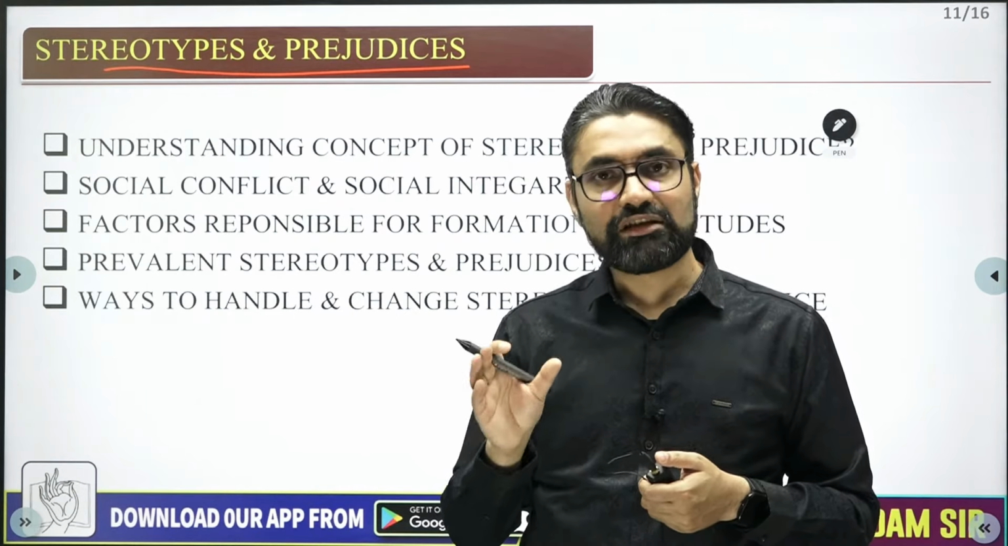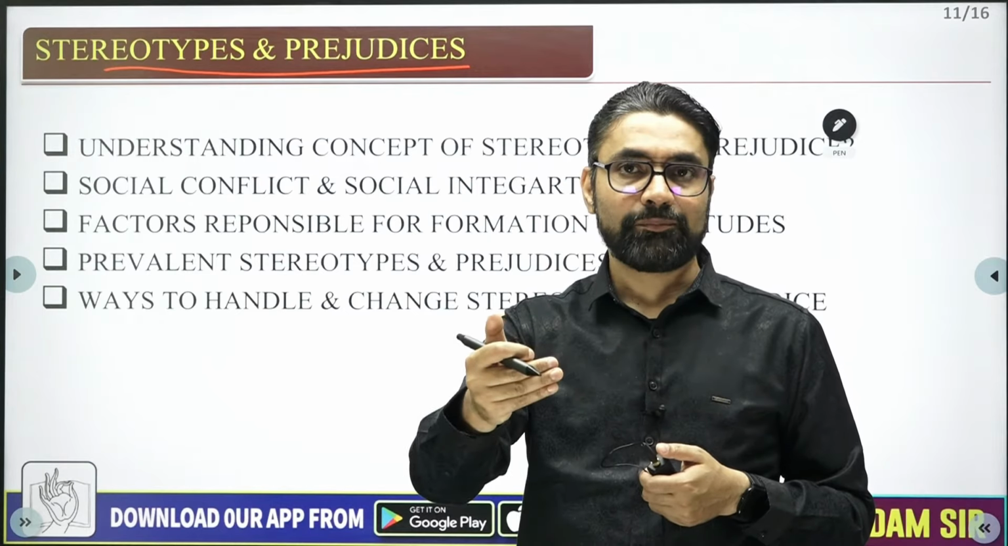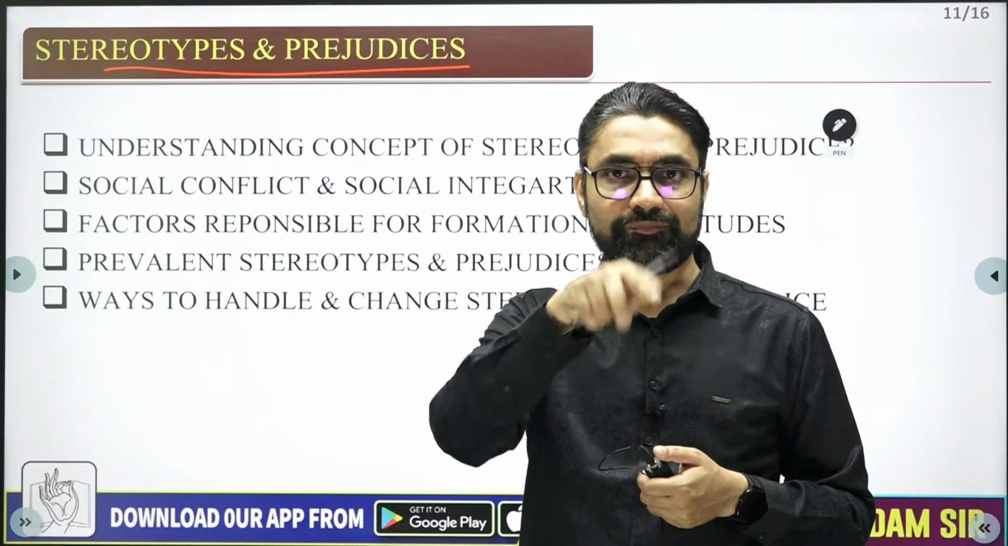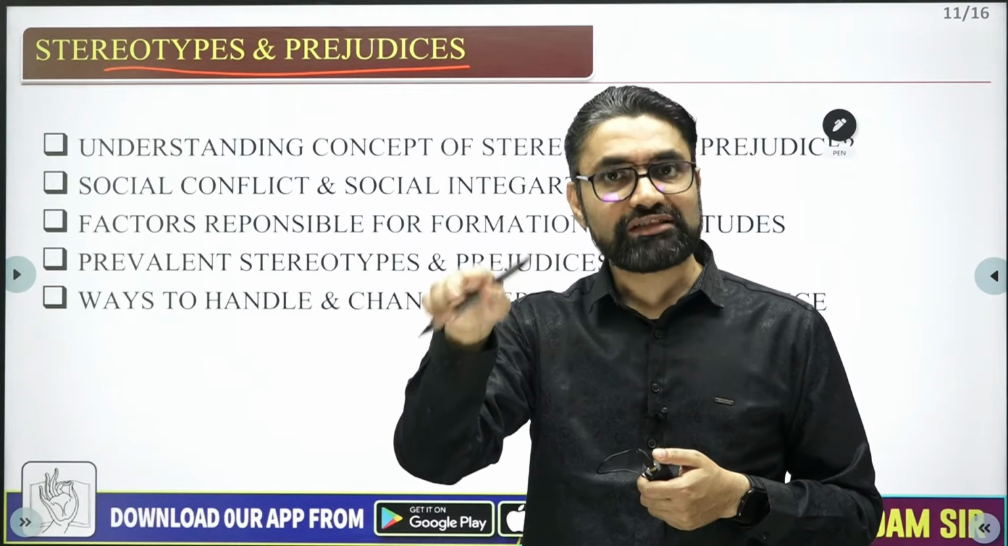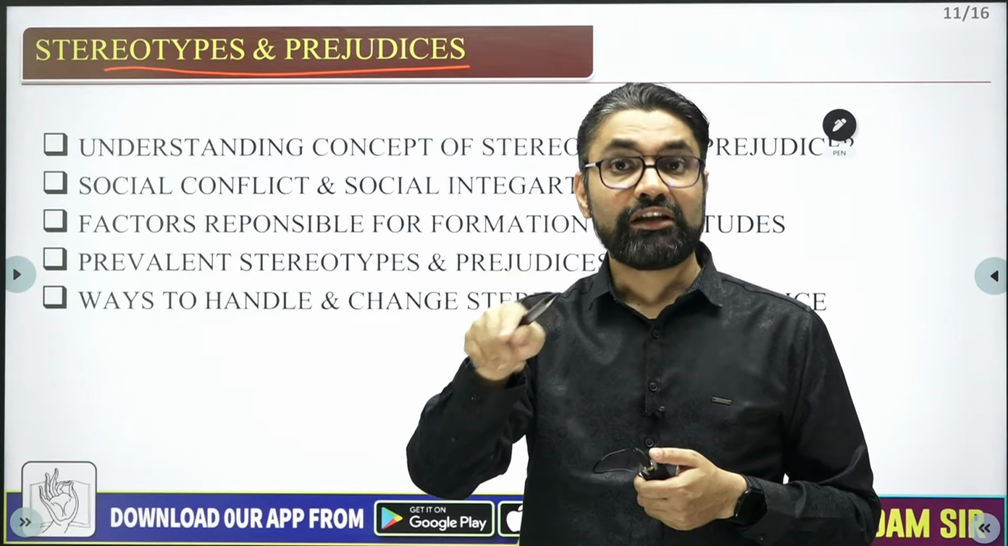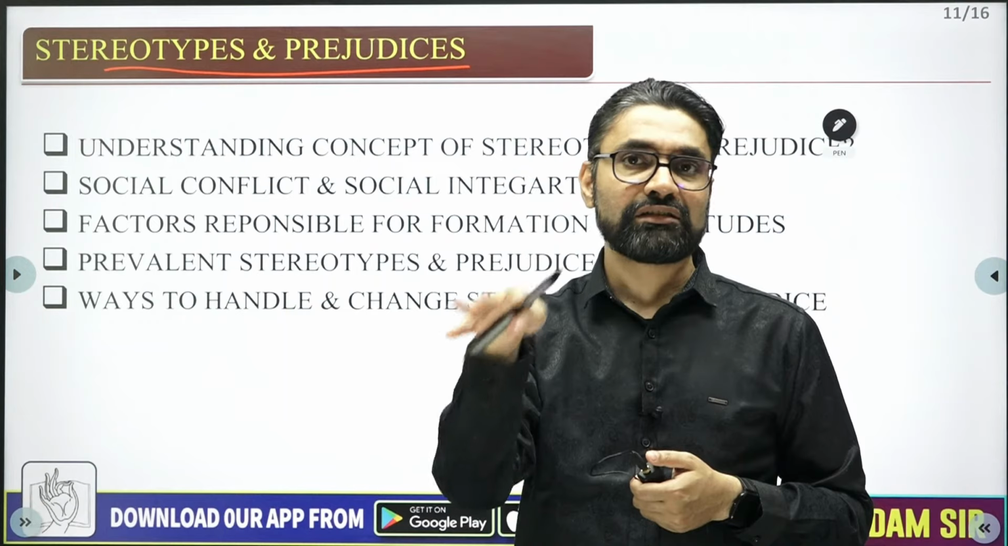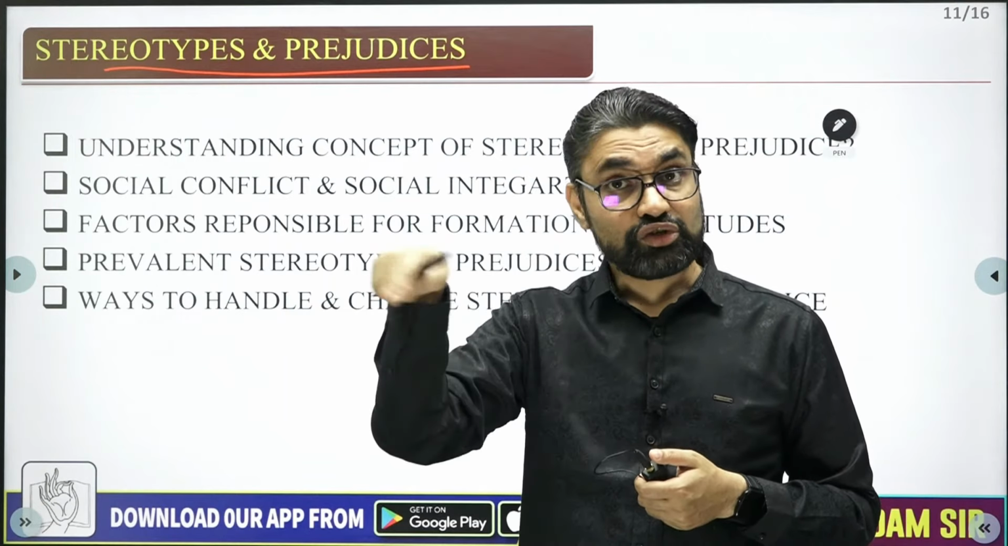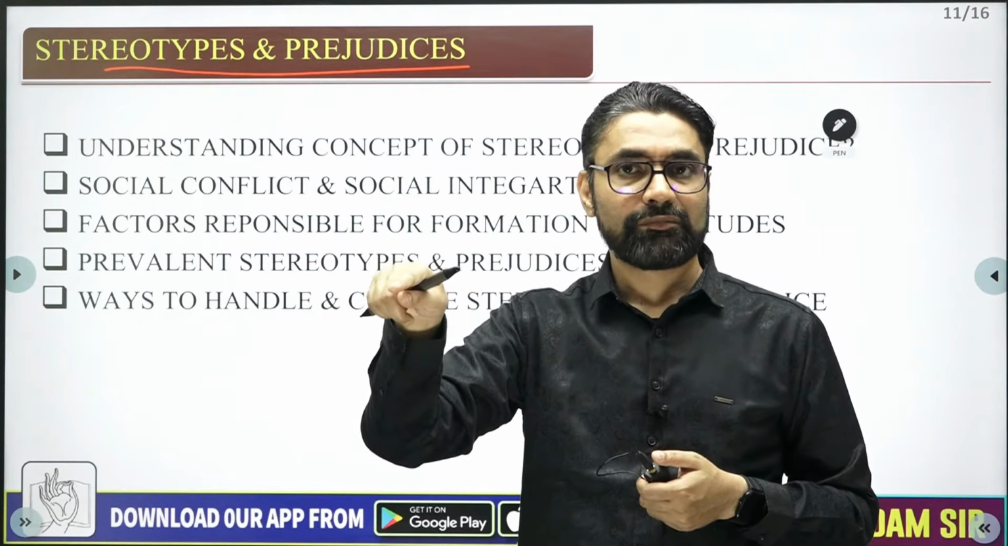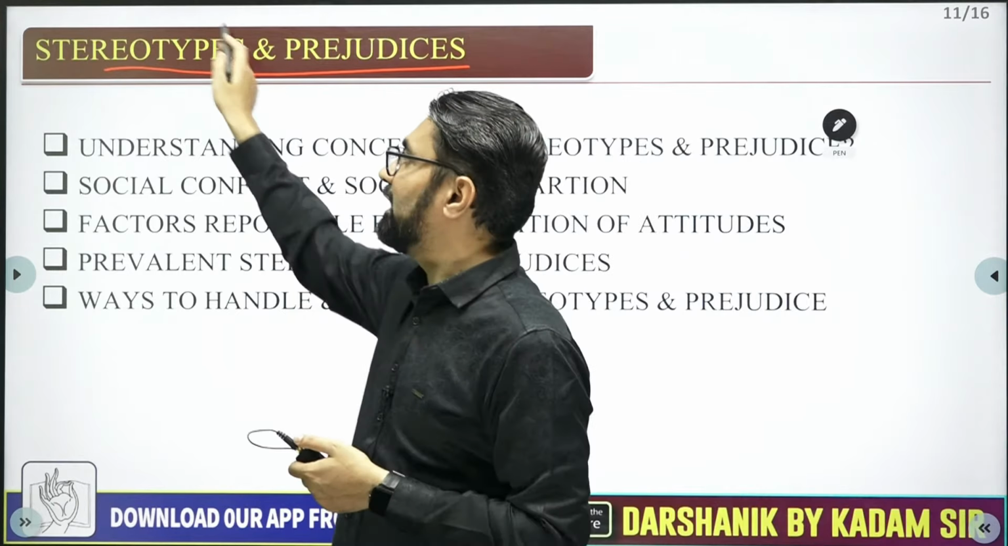So prejudice is a part of the attitude chapter itself, and every attitude has three components: affection, behavior, cognition. Then prejudice is also an attitude, a negative attitude. Then it also has three negative components: affection, behavior, cognition. And this cognition, negative cognition, is nothing but stereotype.